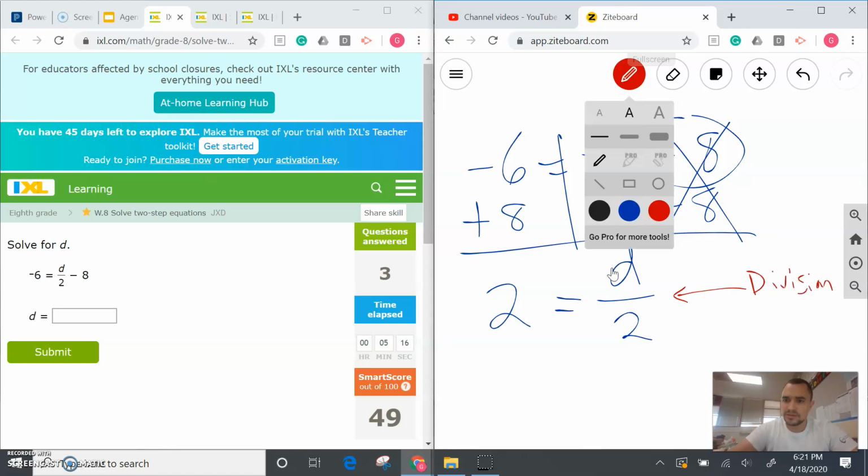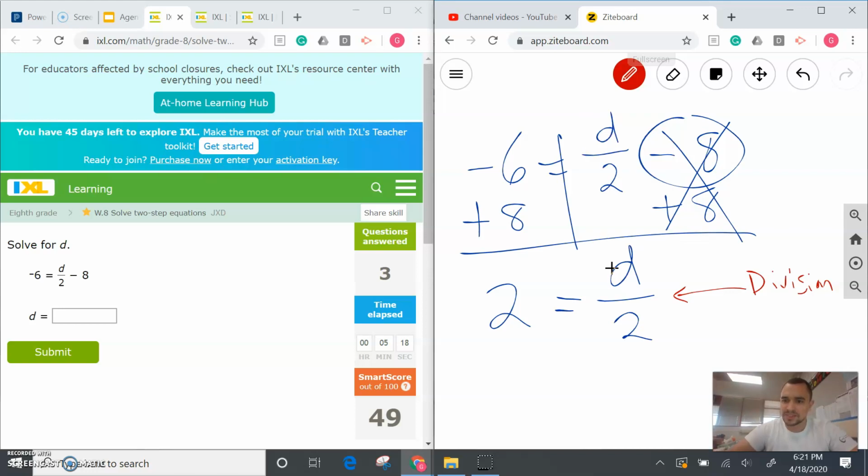So in order to get rid of division, you have to do the opposite, which means you need to multiply. And you need to multiply by 2 over 1. So you're dividing by 2, so then you multiply by 2. And then these right here cross out. But what I do on one side, I got to multiply by 2 on the other side. So I'm multiplying by 2 to get rid of this division.